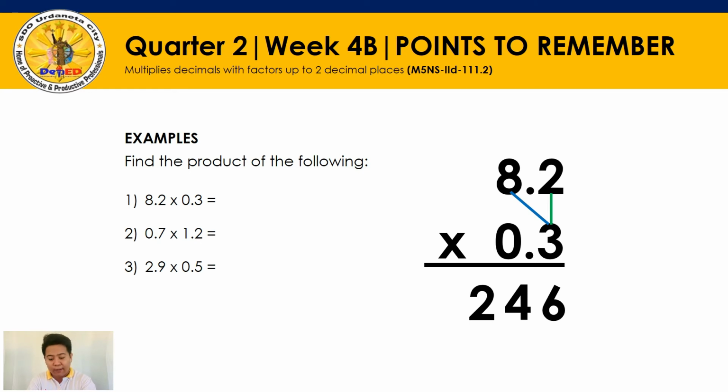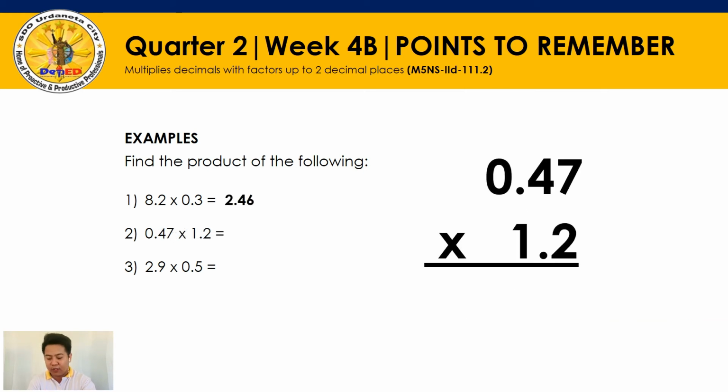Now, how many numbers do we have to the right of the decimal point? So we have a decimal point in 8.2, or 8 and 2 tenths, and we have a decimal point in 0.3. So we have 2 numbers to the right of the decimal points of 8.2 and 0.3, which are 2 and 3. By that, our final answer should be the same. So the answer should be 2 and 46 hundredths.